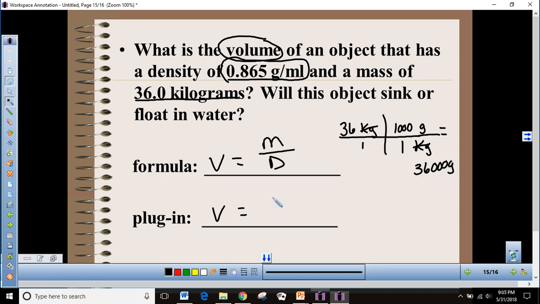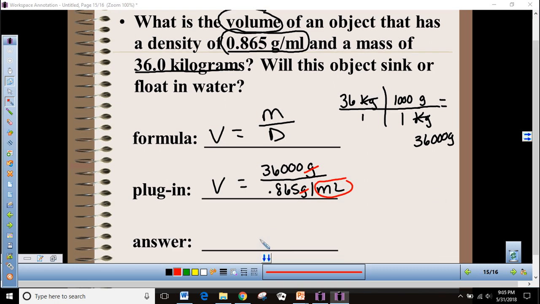Okay, so there's my mass, 36,000 grams. That is one heavy object, and it has a density of 0.865 gram per milliliter. So here's what I wanted you to see. See those canceling out? And that's the unit we're going to be left with there. So our answer, according to the calculator, is 41618. But hold on, we want to talk sig digs.